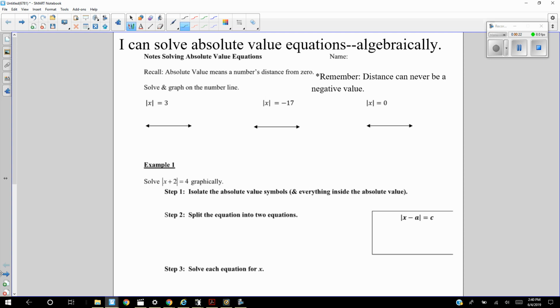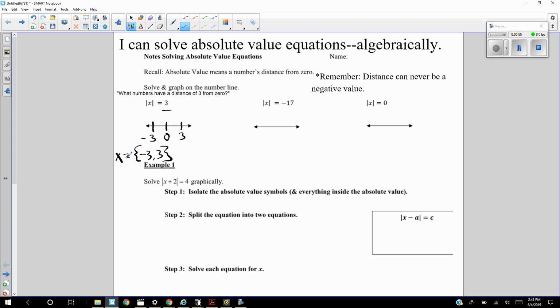So when we talk about the absolute value of x equaling 3, this is what it's saying. It's saying what numbers have a distance of 3 from 0. So if we look at the number line, and we'll work a lot with this number line, 3 and negative 3 both have a distance of 3 from 0. So the solutions to this particular problem are negative 3 and positive 3.